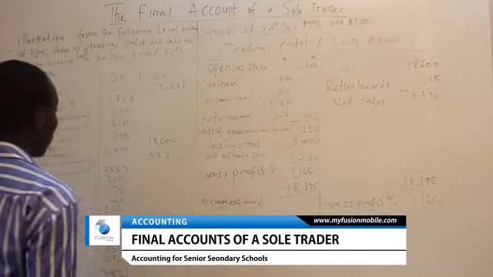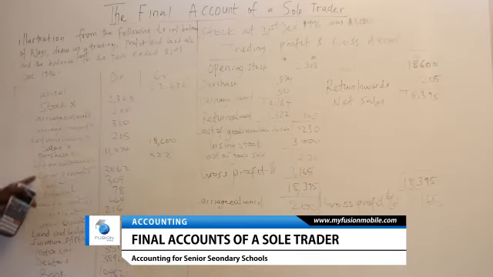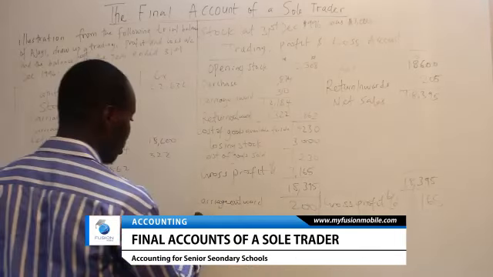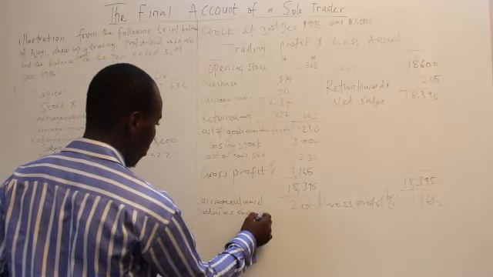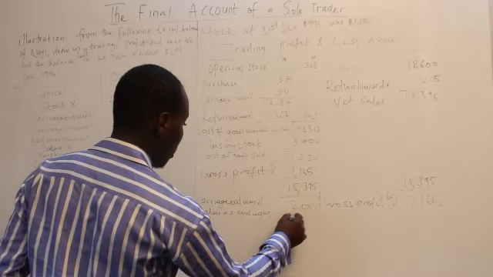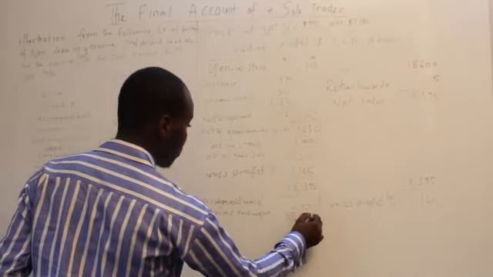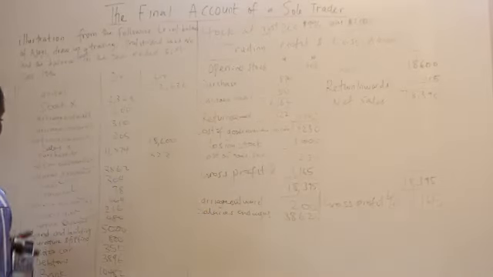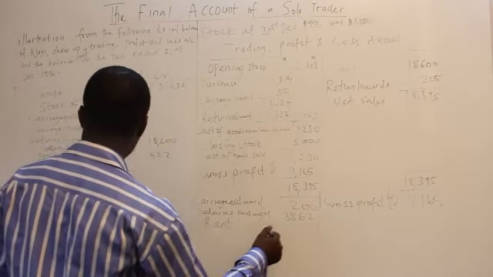We have carriage outward, which is 200 in the period. So we have salaries and wages in the period, which is 3,862. So we have rent, which is 304.